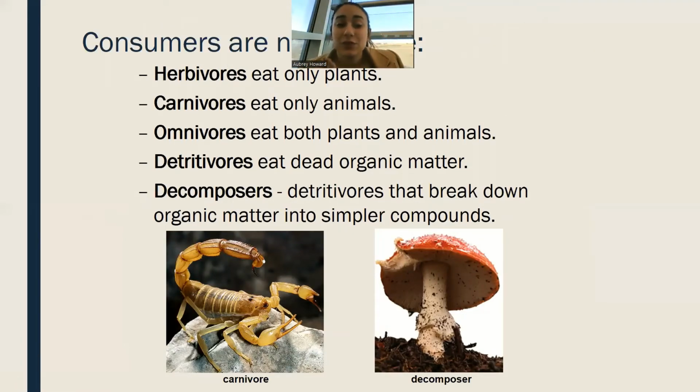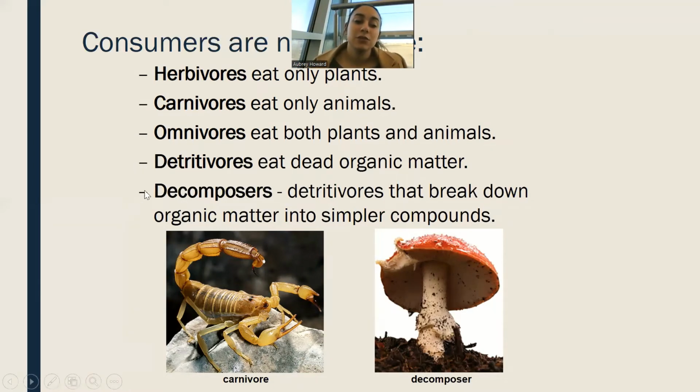There are different kinds of consumers. So here's some terminology to make sure you have down and understand the different types of consumers. There are herbivores. So think about herbs or plants, and vore means eater. So herbivores basically eat plants. Carnivore, carn means meat, and vore eater, so these eat meat. Omni means both, or everything, so it eats both plants and animals.